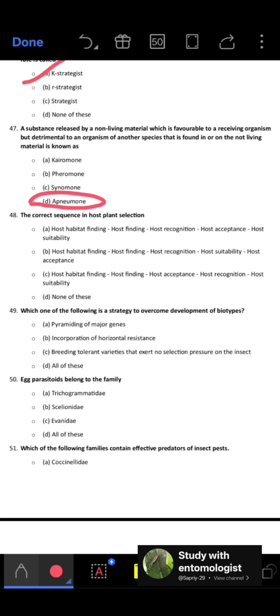Next is the correct sequence of host plant selection. So remember HF-RAS. HF-RAS means host habitat finding, F for host finding, R for recognition, A for acceptance, and S for suitability. So option A is the correct option.